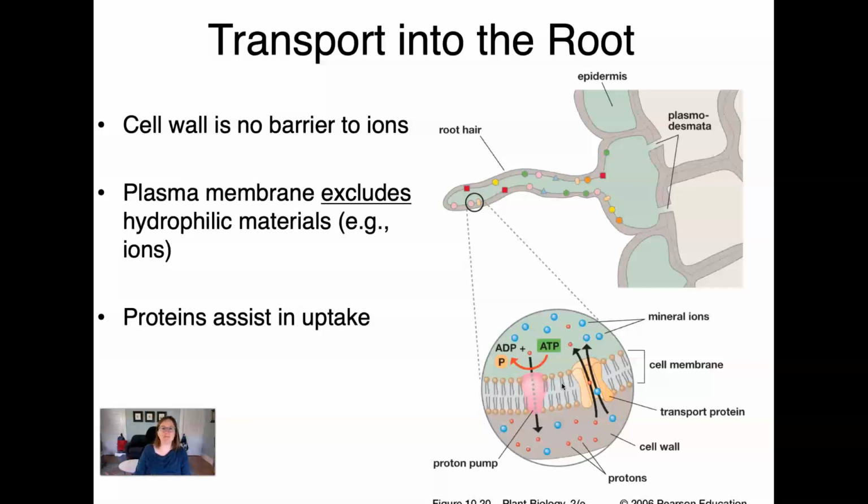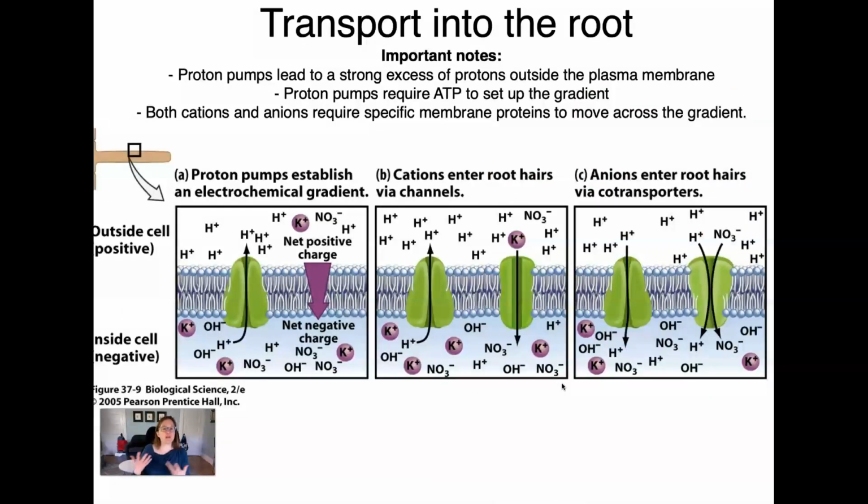Okay, so the transport into the root, as I was mentioning, involves proteins in the membrane, and I'm going to very briefly just mention the three ways that proteins are important here. The first is a proton pump. So proton pumps are establishing an electrochemical gradient that allows cations to move through the cell along the gradient. So let me explain that a little bit. The proton pumps lead to a strong excess.